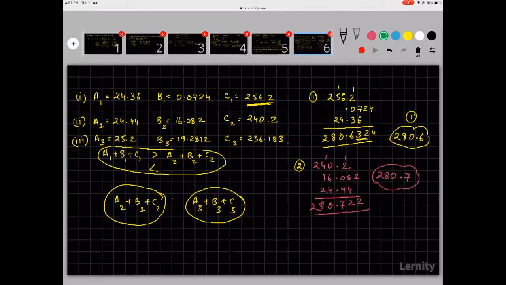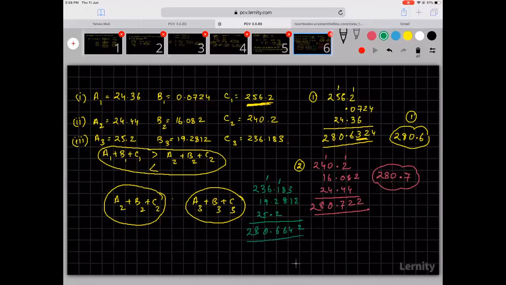Third case, 236.183, 19.2812 and 25.2. I add them. So this will become 3 decimal place. So 2, 4, 16, carry over 1. So this is 5 plus 1 is 6. Then 6 decimal, 5, 0, carry over 1, 4, 5, 6, 7, 8. This is 7 plus 1, 8. So 280.6642. This is also to be rounded off to 1 decimal. So when this is rounded off to 1 decimal, it will become 280.7.